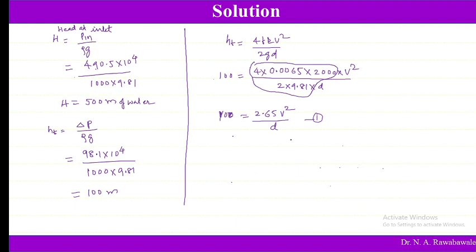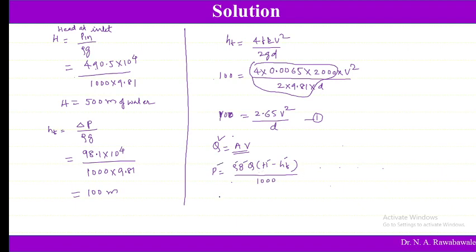Now, discharge q we can write as area into velocity. So to know the discharge, we have to use the first equation, that is the power equation. P is equal to rho g q into (h minus hf) divided by 1000. Here we don't know q, but we know power, rho, g, h and hf. So we can find q from this.